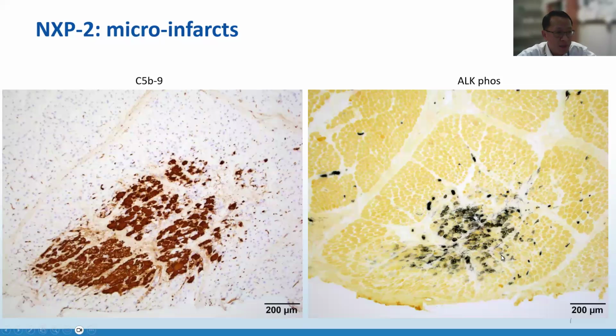And in the NXP2 patients or TIF1 gamma patients, the CK can be high. When they are high, that's usually because they have infarct, because this disease is an attack on the capillary and small vessels, and they can cause muscle infarct.